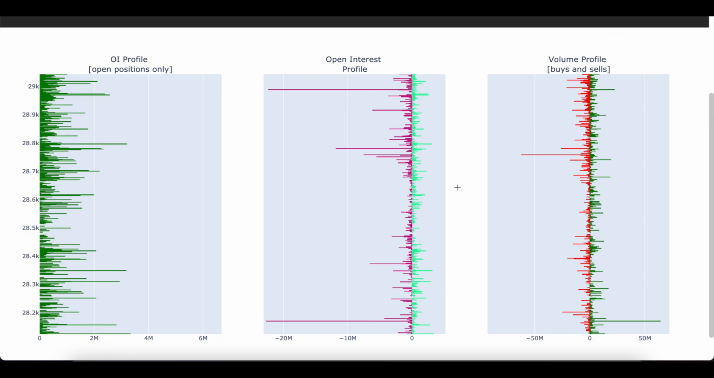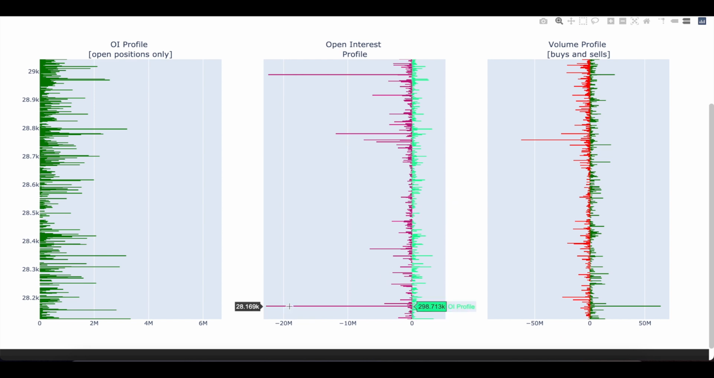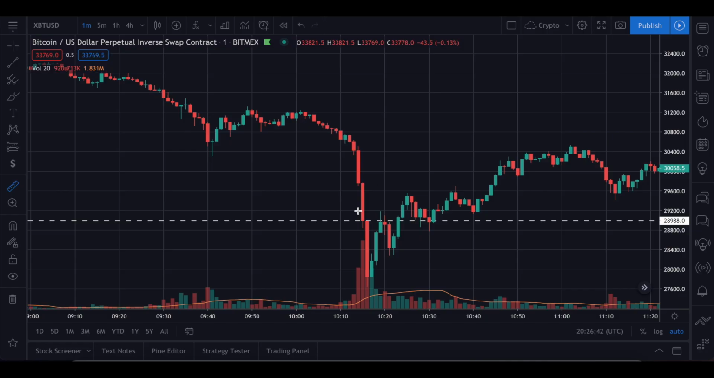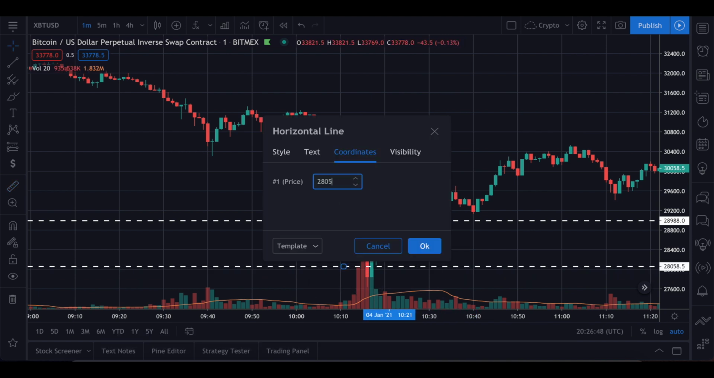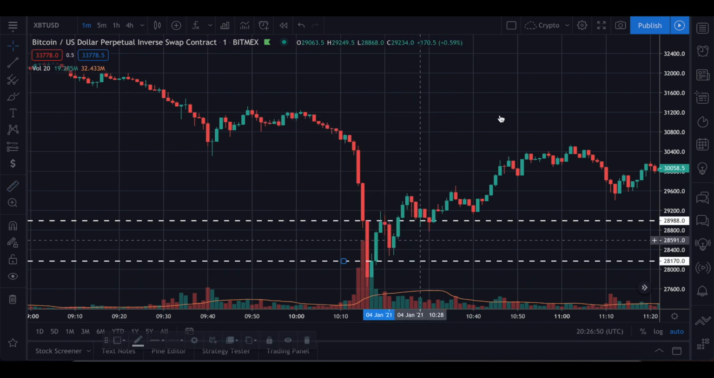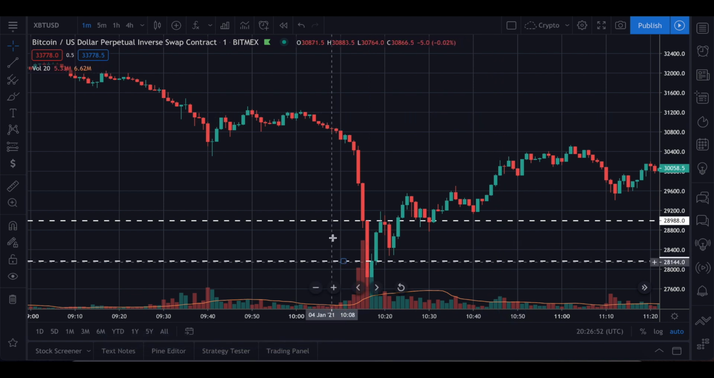Another thing that was pretty interesting is at the very bottom, we have a massive open interest decrease as well at 28.17. Did I hit it? No, I didn't. It's a little higher than that. 28.170 is there. So at this price point, we get a massive decrease in open interest.